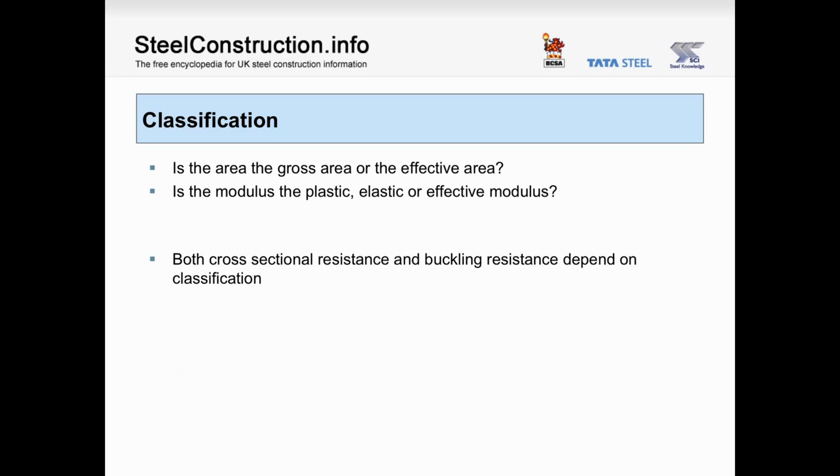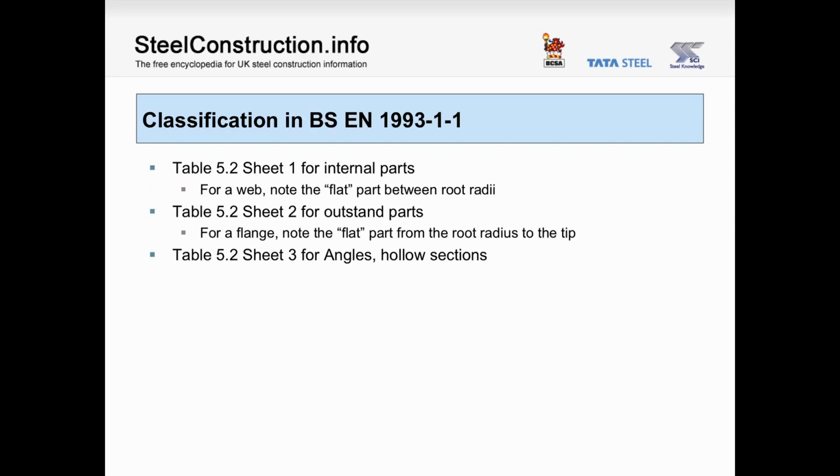So the classification process is important because both the cross-sectional resistance and the buckling resistance depend on the section classification. So for things in compression, are we going to use the gross area or the effective area? For things in bending, are we going to use the plastic modulus, the elastic modulus, or some other modulus?